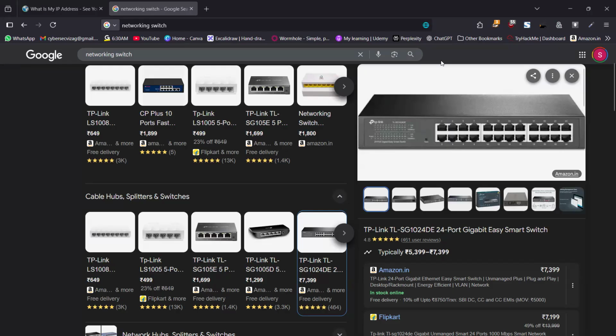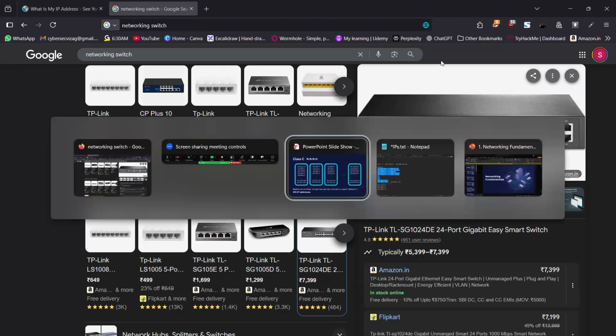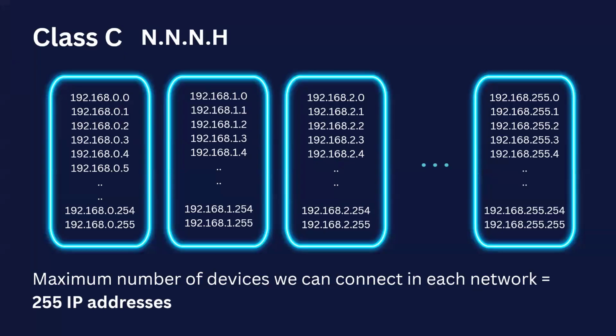Quite an in-depth concept. Let's not digress into that already. The main difference between routers and switches: a switch allows you to communicate between devices in the same network. A router allows you to communicate between devices in different networks. That's the main difference. Any questions regarding the class C network here, guys?